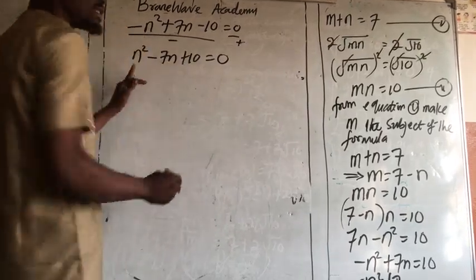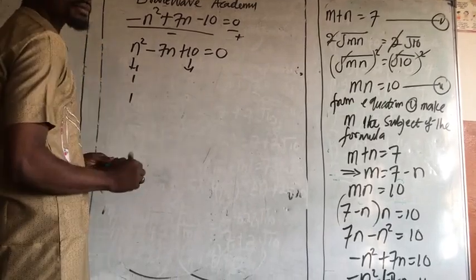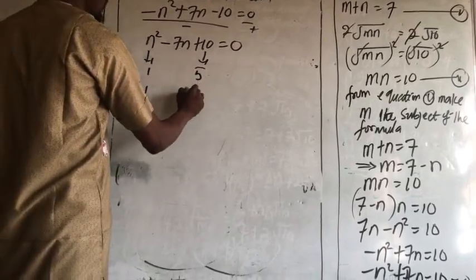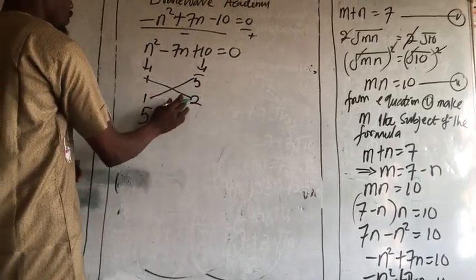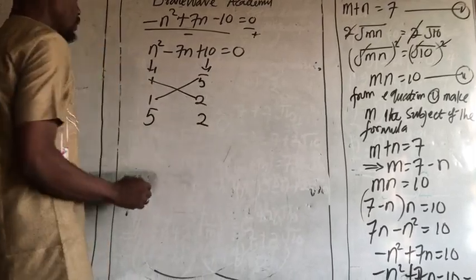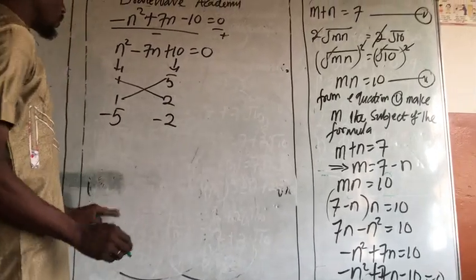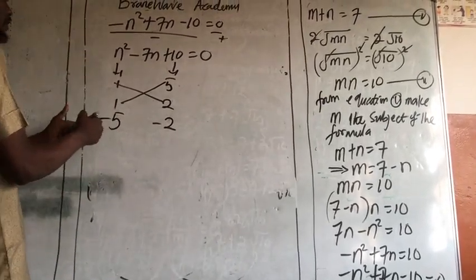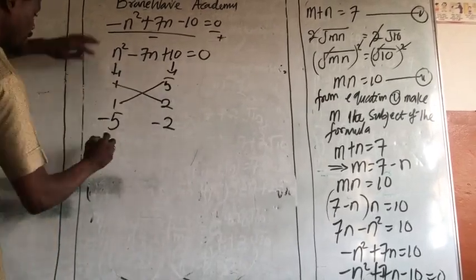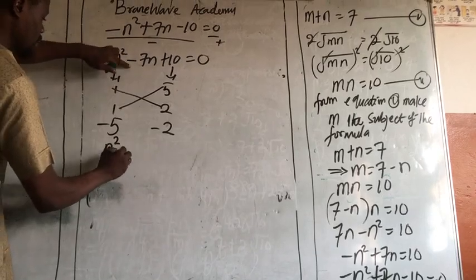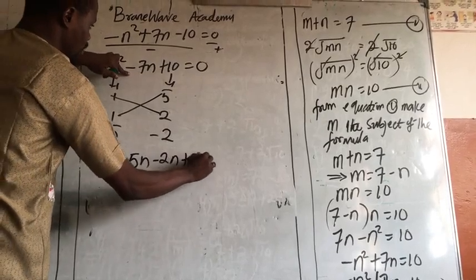So we now factorize this. Here we have 1 and 1. Here we have 5 and 2. We cross multiply. 5 times 1 we have 5. 2 times 1 we have 2. Then we need minus 7, which is minus 5 and minus 2 as the factors, because minus 5 minus 2 is minus 7. Minus 5 times minus 2 we have 10. Which means we have n squared, instead of 7n we have minus 5n minus 2n plus 10 is equal to 0.